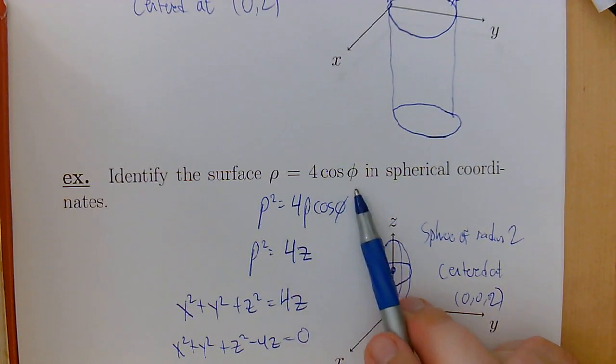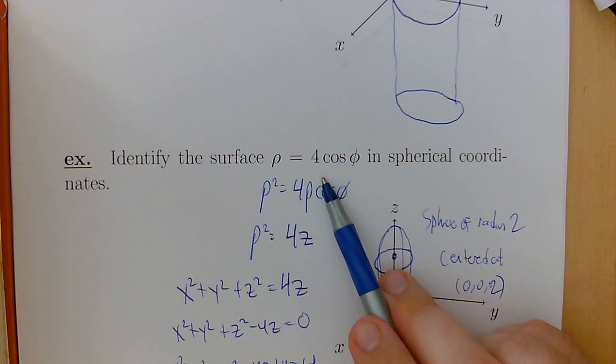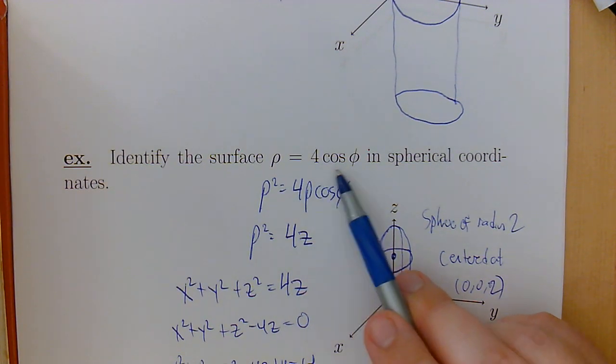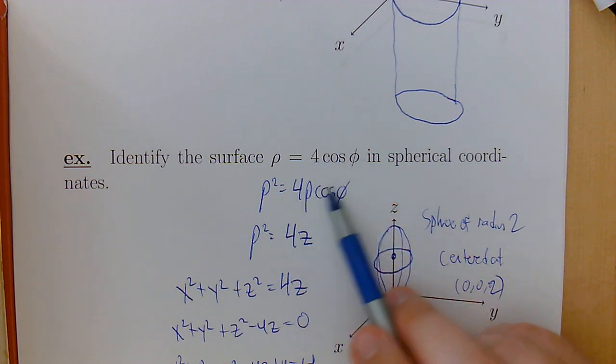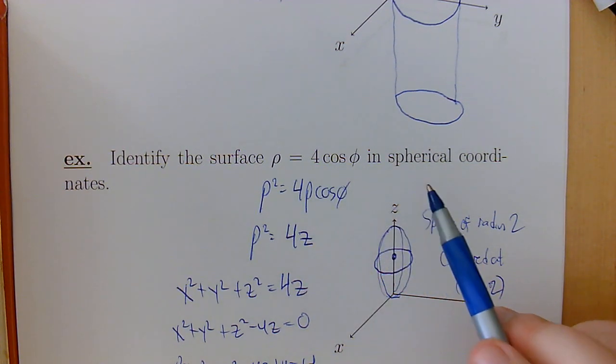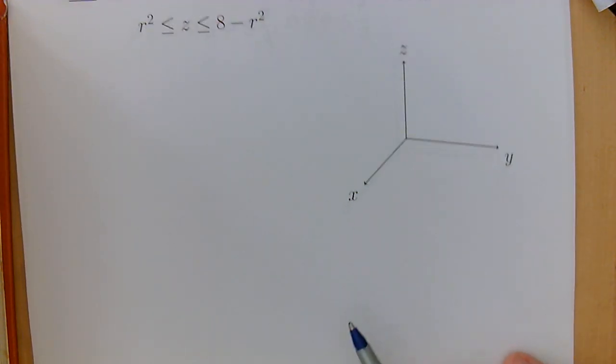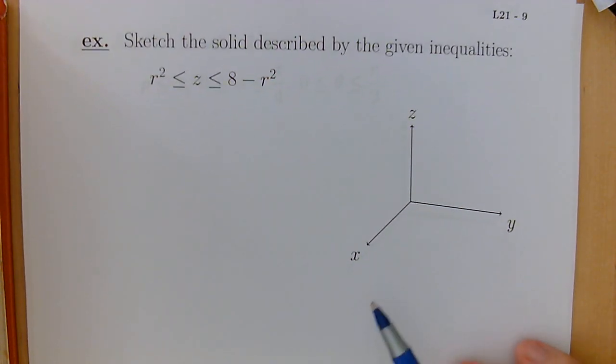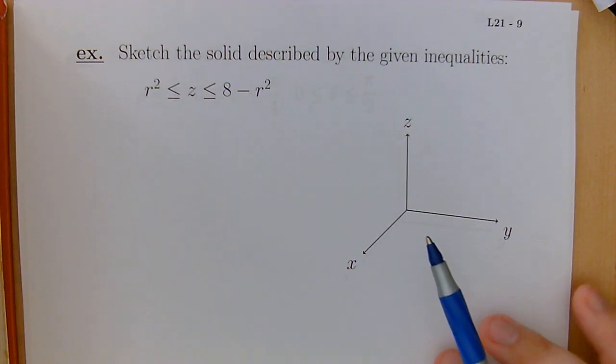So whenever you see a trig function on its own without a rho or an r in the case of cylindrical coordinates, it pays to just multiply both sides by that so you can turn this into a rectangular variable. All right. Let's see here. I think we have 2 more examples of this.